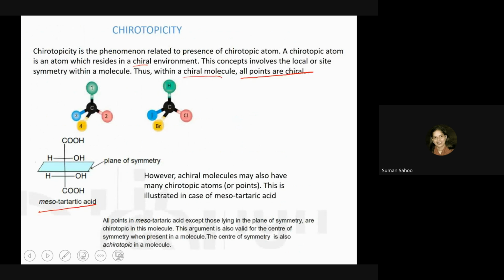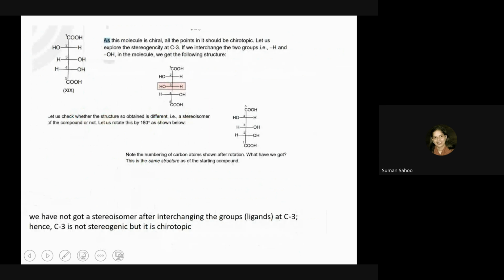If you just see this one, these two carbons are chirotopic in nature because they remain in a chiral environment. We would see other examples also. First of all, in this example, as you see, this molecule is chiral. So all the points in this should be chirotopic.